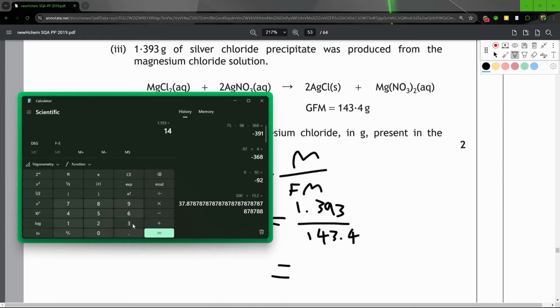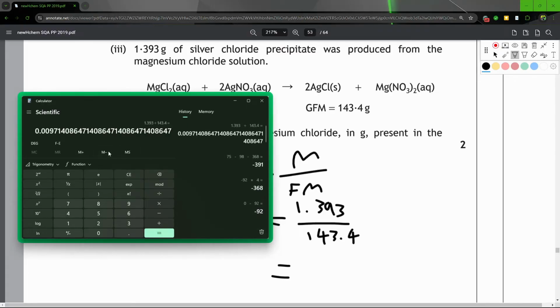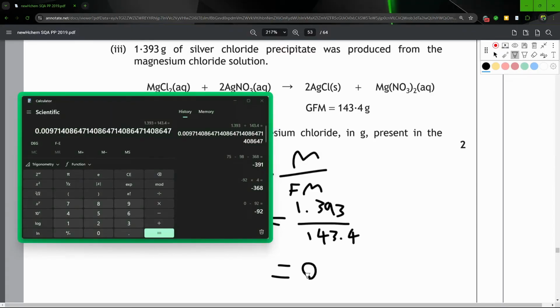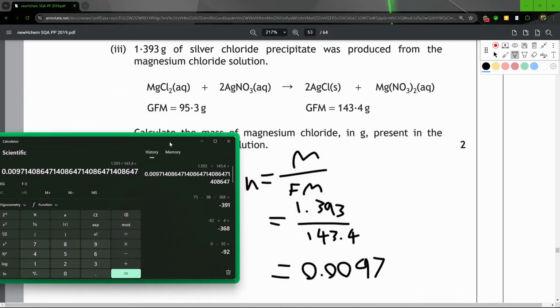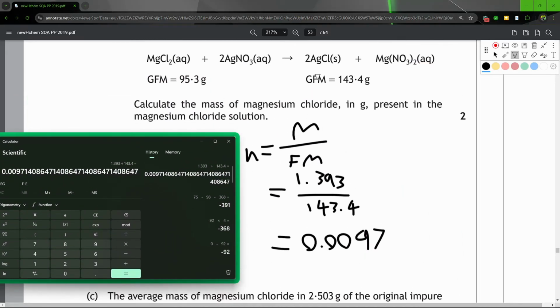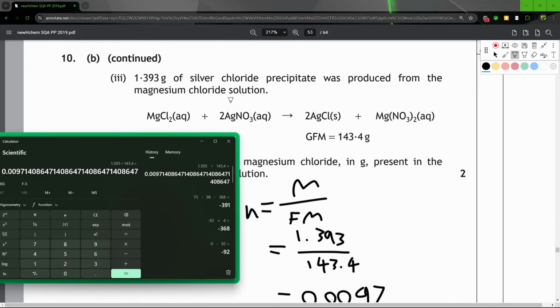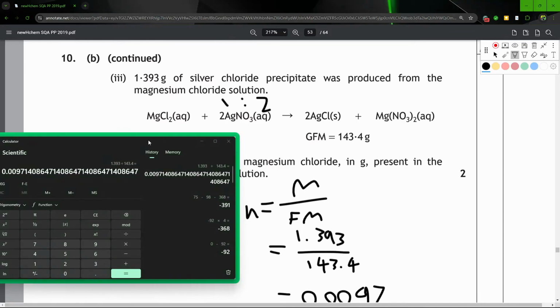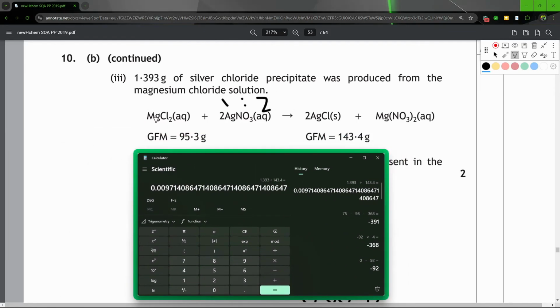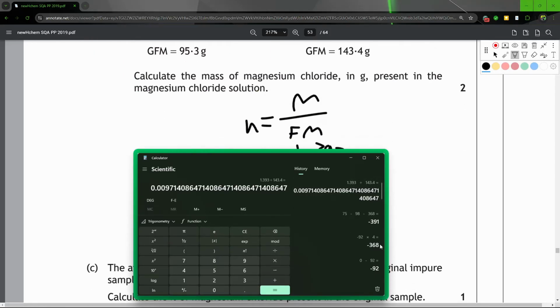Divide by 14.4, and then we've got this horrific number here, 0.97. I'll keep it in my calculator just for the safety of it. So then, remember, this is a mole ratio of 1 to 2, so we have to divide this by 2 to figure out how many moles of magnesium chloride there is.